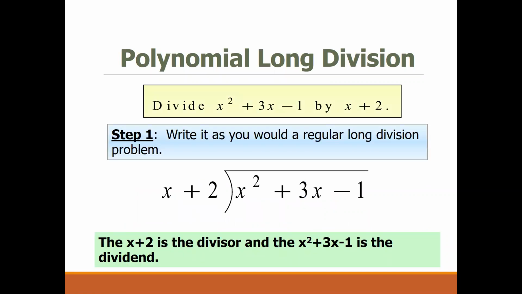So to use long division with polynomials, step one, write it as you would a regular long division problem. Right here in the middle is what it would look like. The x plus 2 is the divisor, and the x squared plus 3x minus 1 is the dividend. That's what's being divided by the x plus 2.